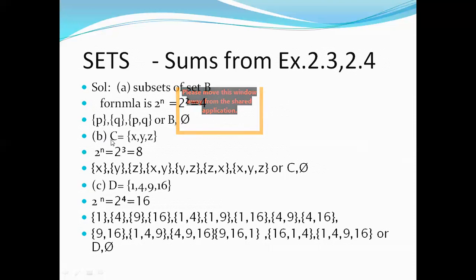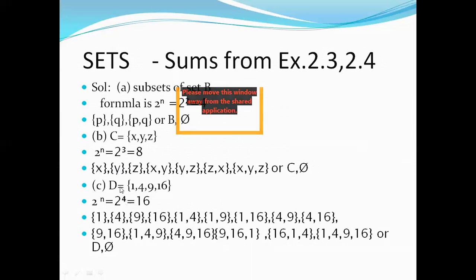Now, C is equal to {X, Y, Z}. How many elements are there? 3 elements are there. The formula is 2 power n, that is 2 cubed, which is 8 subsets we have to get. Just see here: {X}, {Y}, {Z}, {X, Y}, {Y, Z}, {Z, X}, and {X, Y, Z}, or we can write it as C, and the last one is the empty set. So in total we got 8 subsets.